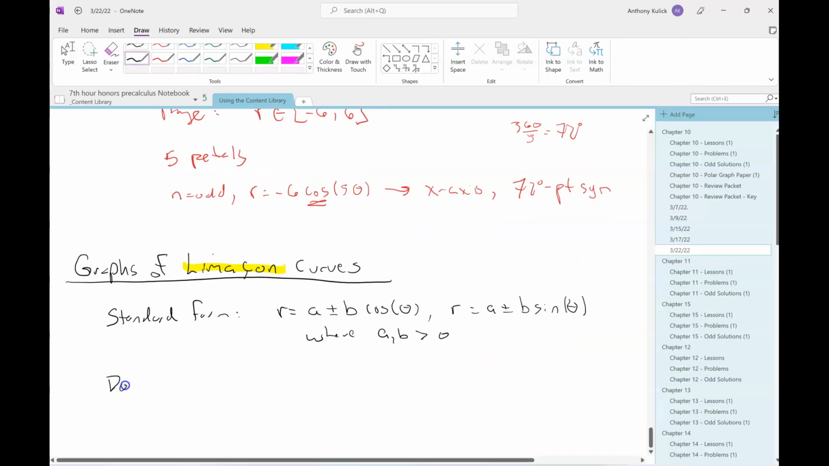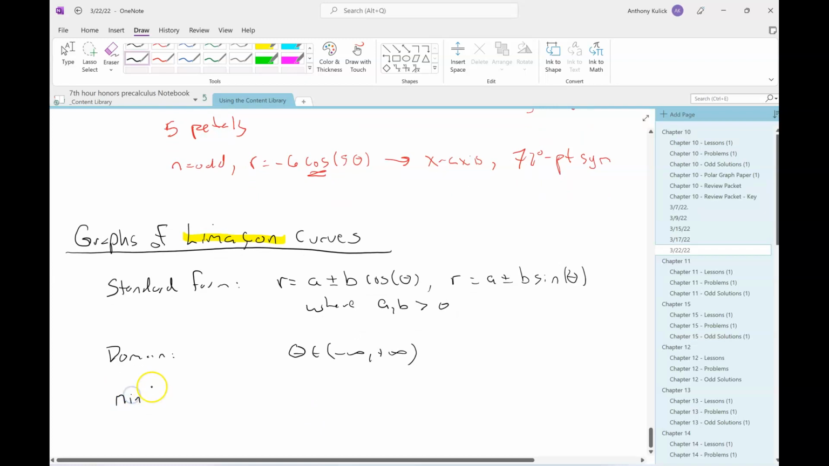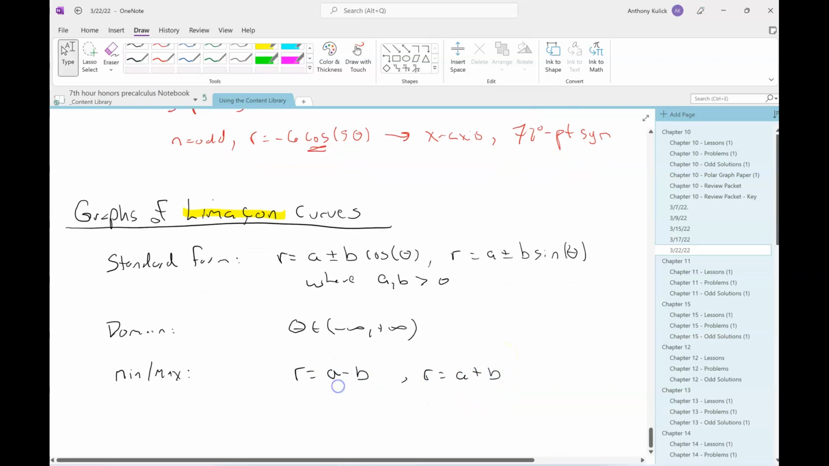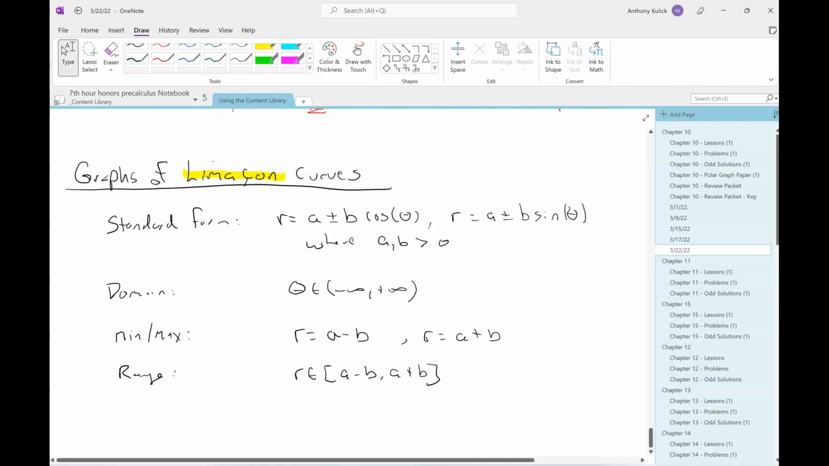All right. Domain. Well, shocking, since the function is just depending on sine theta or cosine theta, the domain's all real numbers. Our mins and maxes, the minimum is a minus b, and the maximum would be a plus b. So the range then should be going from a minus b to a plus b. Oh, Mr. Kulik.